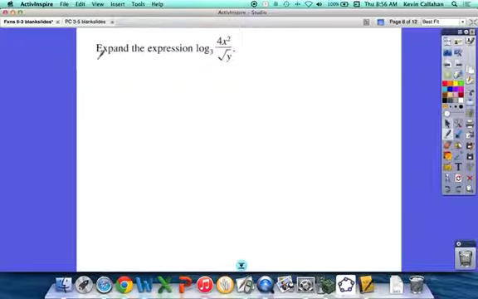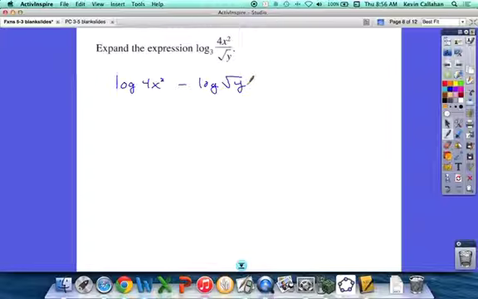Now, you could do it in a couple steps, right? I'm going to use the quotient property first. All right, log of 4x squared minus the log of the square root of y. And then use the product property for this. What will that look like?